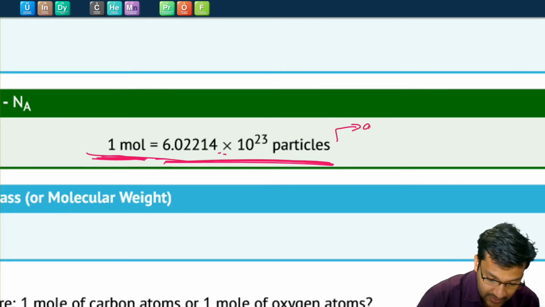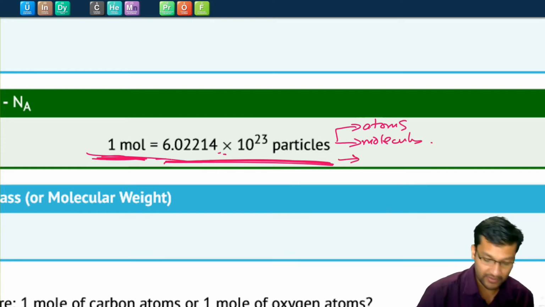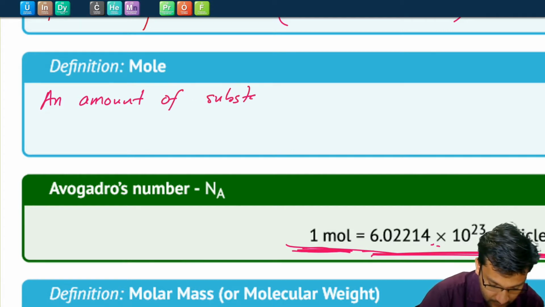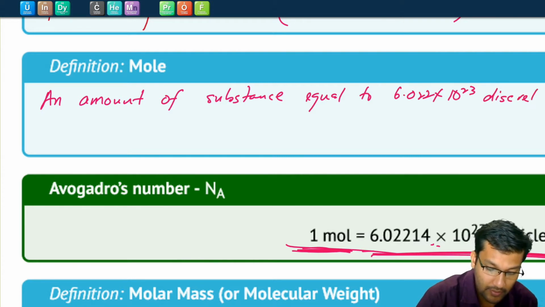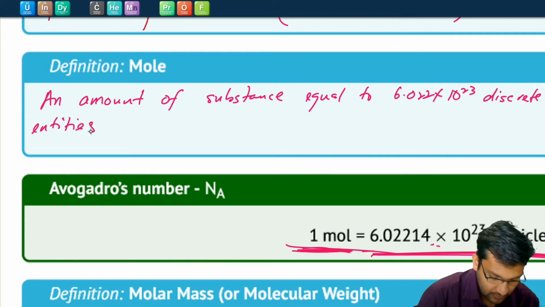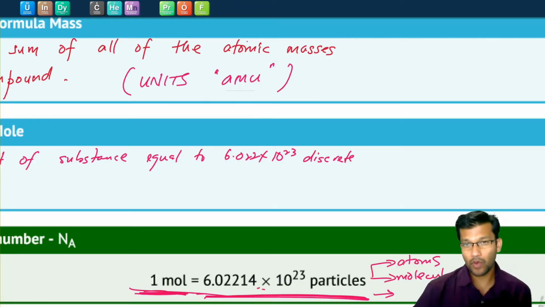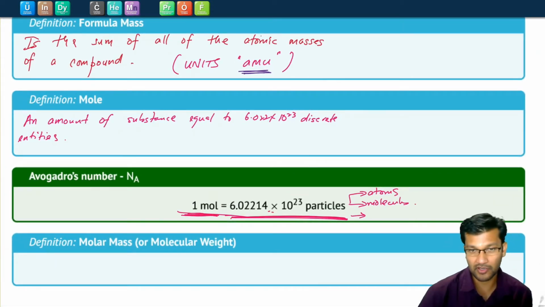Particles here could mean atoms. It could mean molecules. It could mean any collection of things. So the definition of a mole would be an amount of substance equal to 6.022 and so on by 10 to the 23rd discrete entities. Whether those entities are atoms or molecules or so on, doesn't really matter. So instead of talking about 1 molecule, for example, that'll have a very tiny mass in units of atomic mass units, we can talk about a very large number of those molecules that'll have a mass that's closer to what you're accustomed to in the lab.